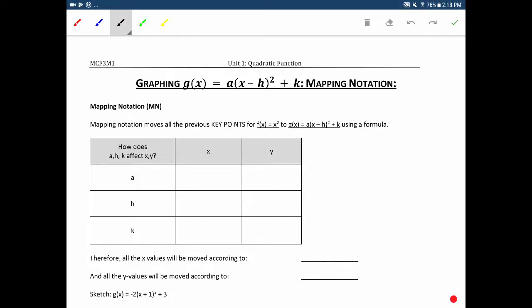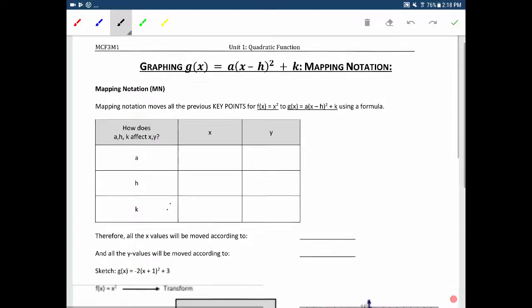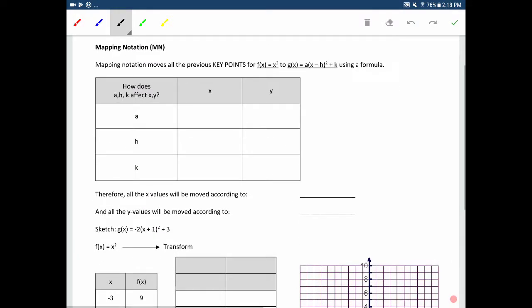Hey guys, today we're going to talk about the third and final method that we have for graphing quadratics. This is called mapping notation, and although I personally like step pattern better, I do think this is a close second. It's another great way to help us graph quadratics quite quickly and easily. It's maybe not as fast as the step pattern, but in some ways it's actually a little easier.